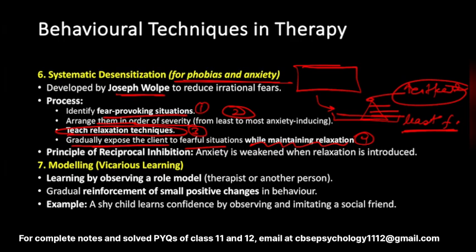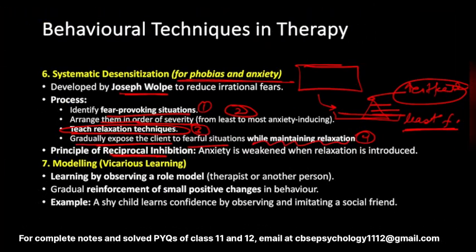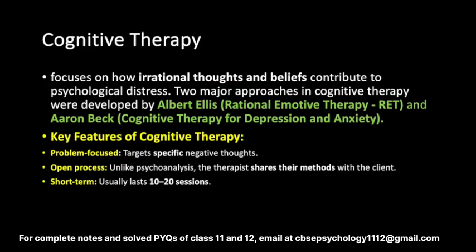Now here the principle that this works on is reciprocal inhibition. What it says is that anxiety is weakened when relaxation is introduced. So in a fear provoking situation, usually we'll have anxiety, but if we introduce relaxation, this would reciprocally inhibit the anxiety. Now modeling, learning by observing a role model. So for example, a shy child learning confidence by observing and imitating a social friend.